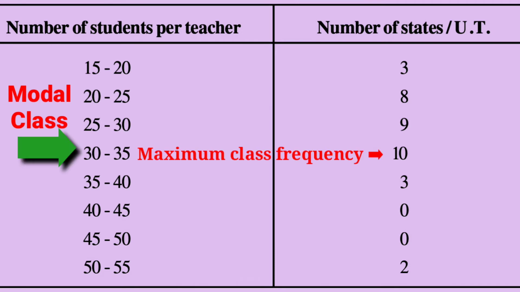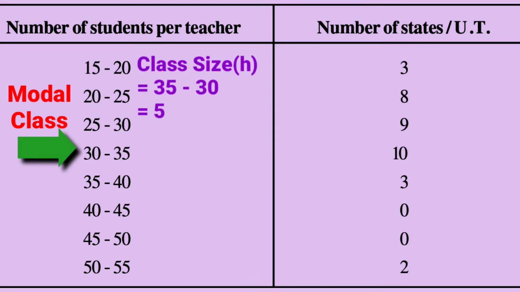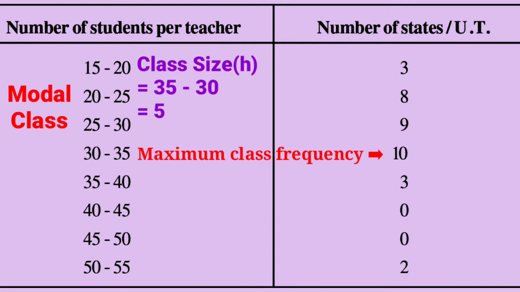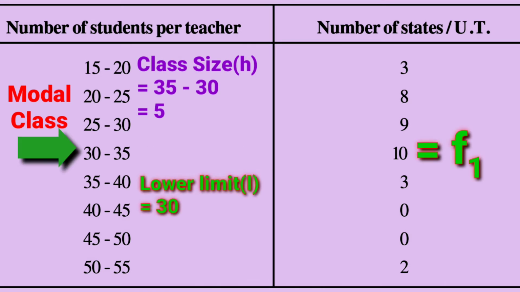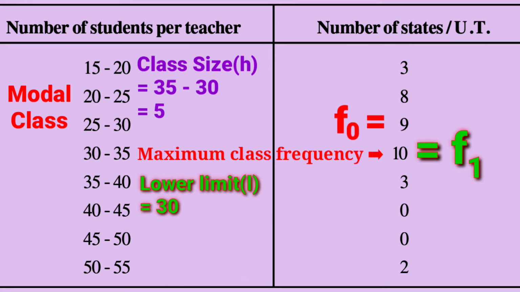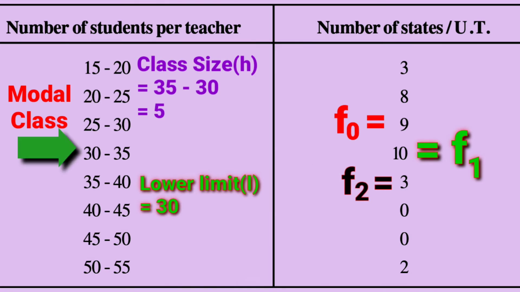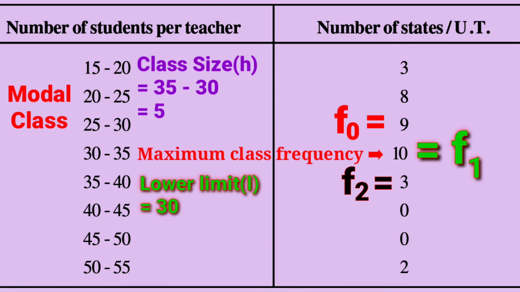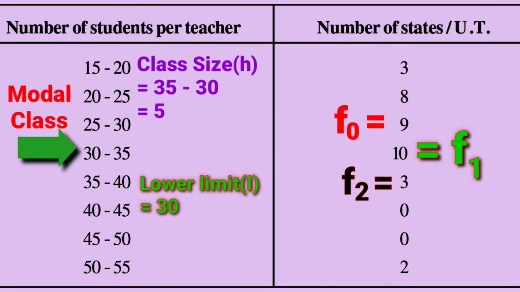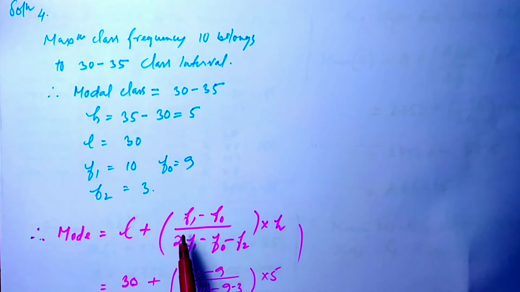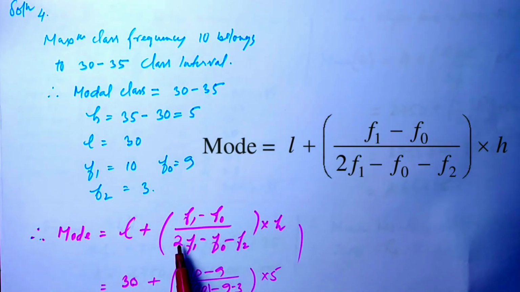So class size is 35 minus 30, which is 5. Lower limit is 30. Frequency of the modal class F1 is 10. Frequency F0 of the class preceding the modal class is 9. Frequency F2 of class succeeding the modal class is 3. So we calculate with the data given. So we write the formula mode equal to L plus (F1 minus F0) divided by (2F1 minus F0 minus F2) into h. So we substitute the values.